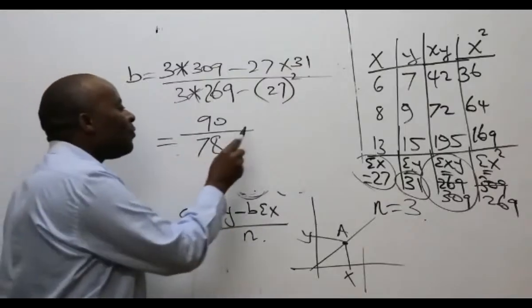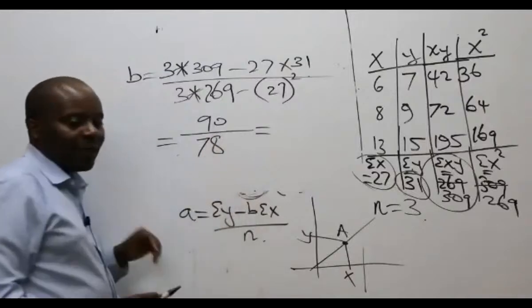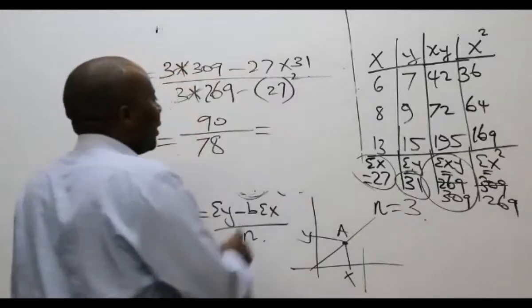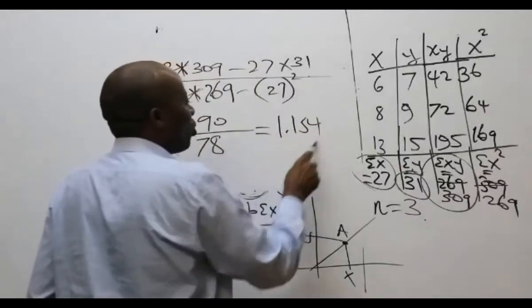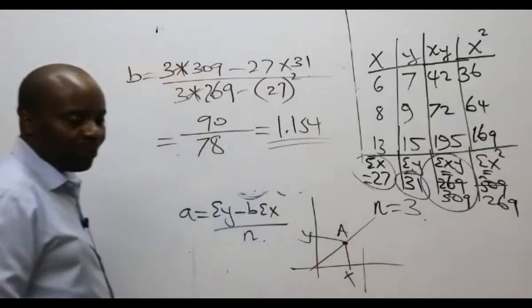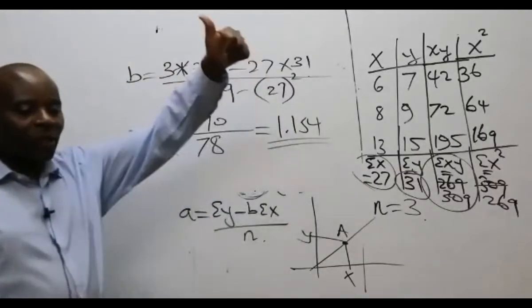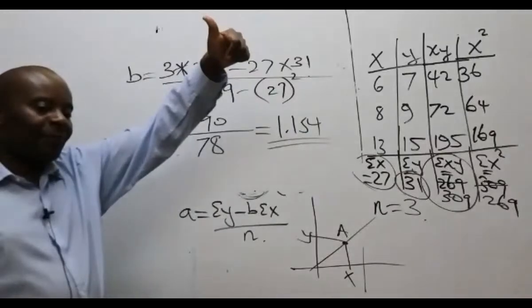Now, ladies and gentlemen, do me a favor. Please go ahead and give me the quotient here. What is 90 divided by 78? So Sharon tells me it is 1.154 like that. Great. Many guys have been able to confirm.